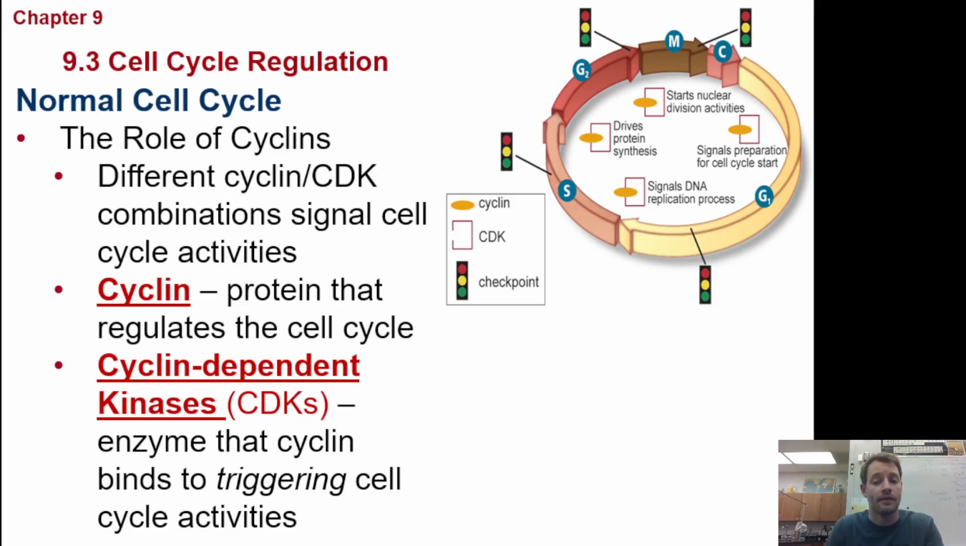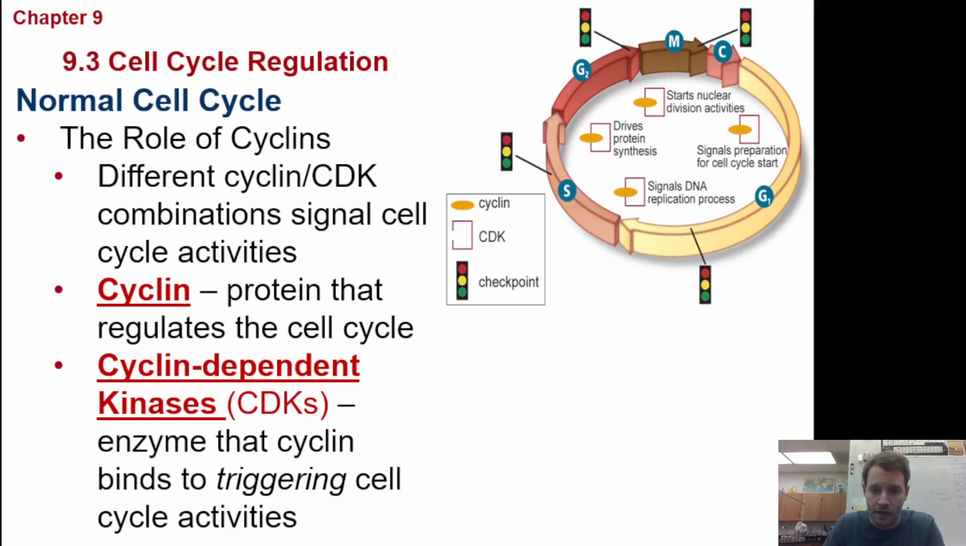Not all cell types have the same cell cycle. Therefore, a multicellular organism needs to coordinate cell division across different tissues and organs. This is done through cyclins. Cyclins are proteins that regulate the cell cycle. What they will do is they will bind to CDKs, or cyclin-dependent kinases, which are a type of enzyme, and this will trigger cell cycle activities.